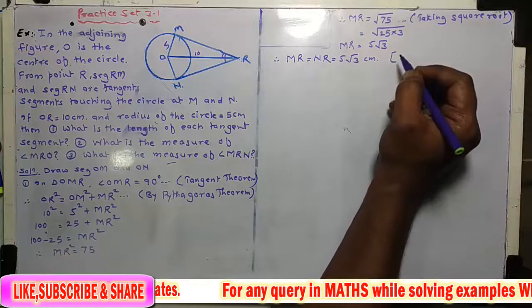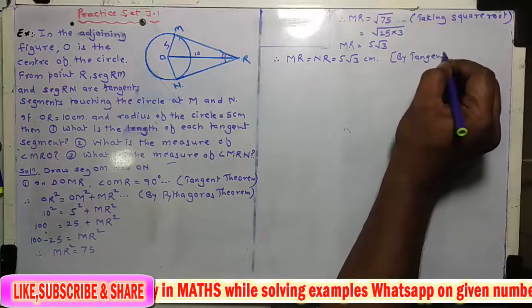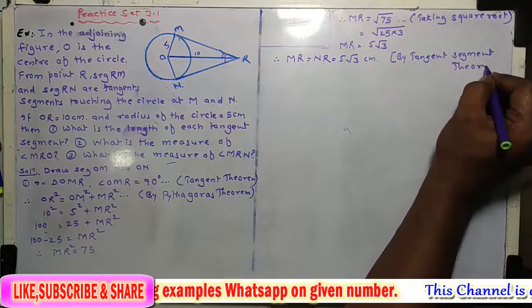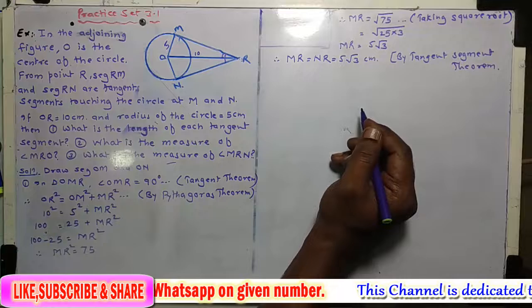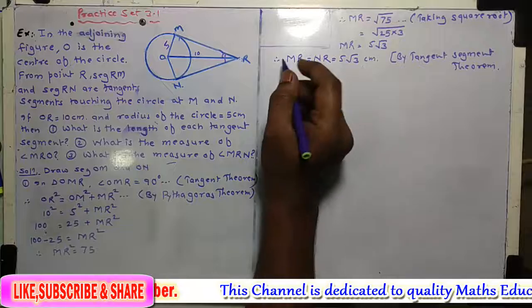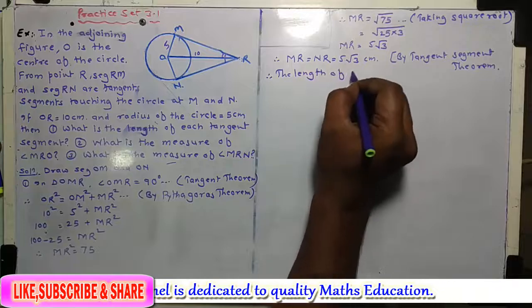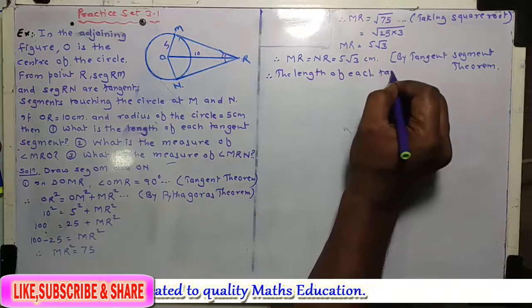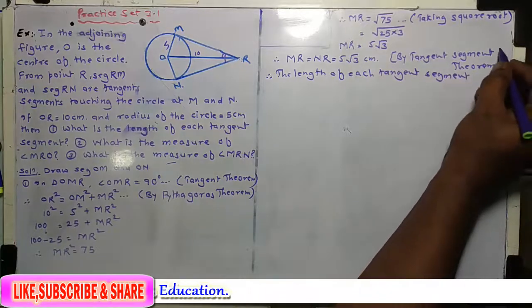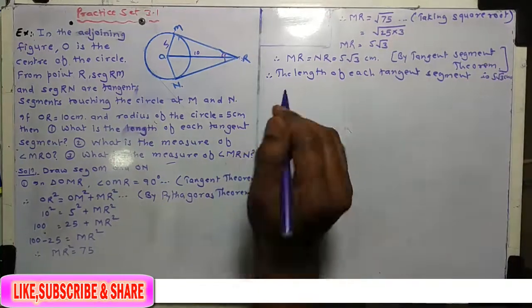Reason is by tangent segment theorem. Yes, any doubt in this? Yes? No? Okay. Now this is the solution for first. Find the length of each tangent segment. So length of each tangent segment, and therefore the length of each tangent segment is 5 root 3 centimeter. Okay.